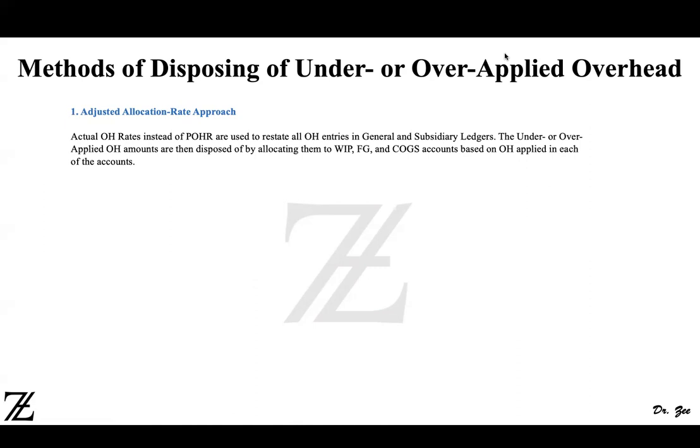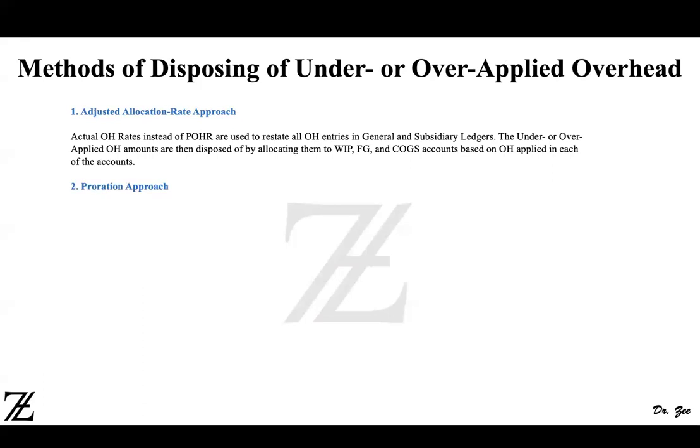However, in the adjusted allocation rate approach, at the end of the period, when we have actual information available, we use that actual information to calculate the actual rate. And then, whatever the difference is between the applied overhead and the actual overhead, based on the rate we calculated, we dispose of those amounts by allocating them to work in process, finished goods, and cost of goods sold accounts based on the overhead applied balance in each of these accounts. So this is the adjusted allocation rate approach.